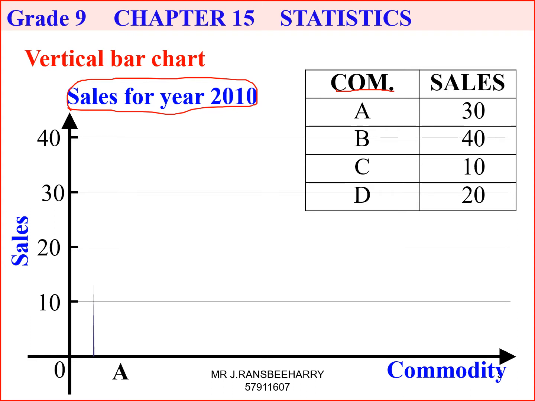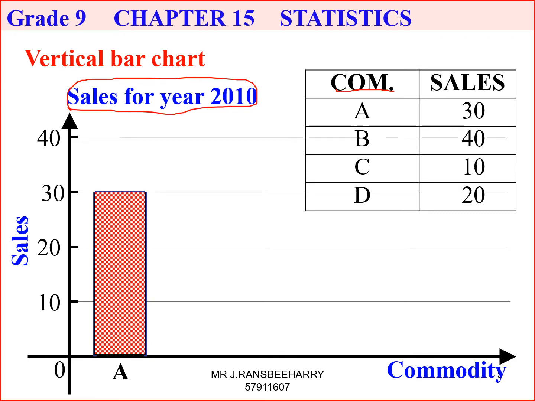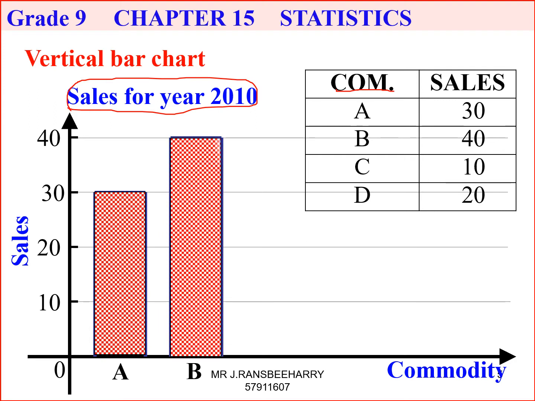So commodity A, 30 sold. So we draw a bar up to a height of 30. No need to shade here, just for representation. So B, 40. So B up to a height of 40. Now the widths of the bars are the same. We leave a small space between the bars.